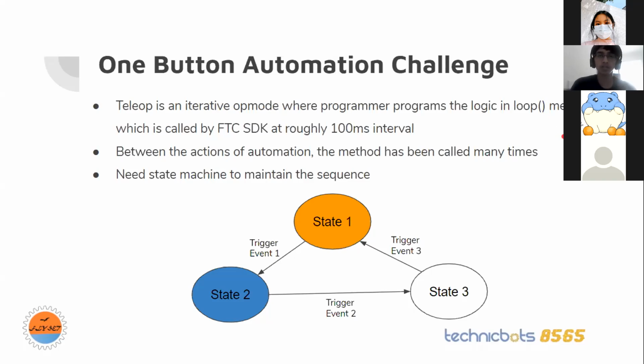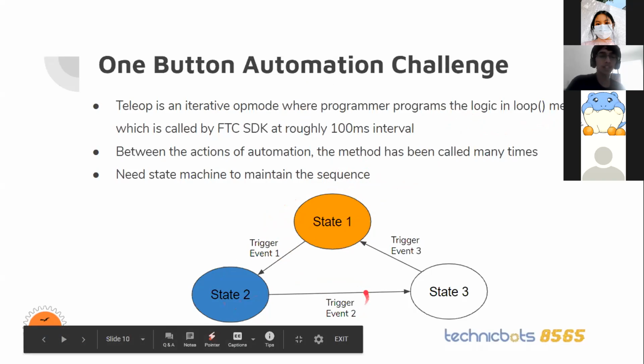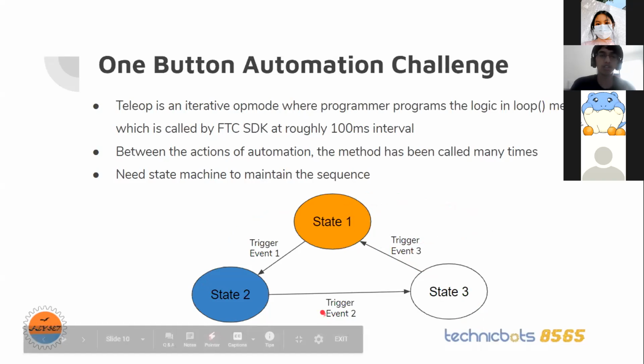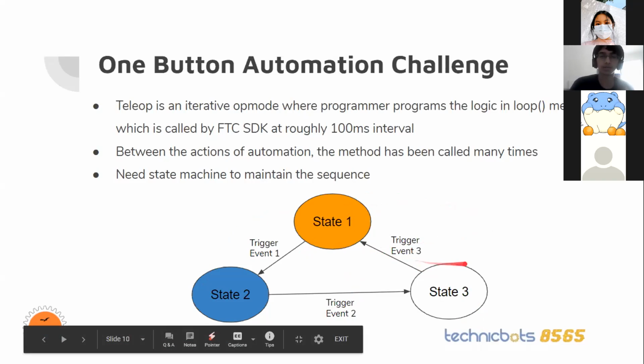So between the actions of the automation, the method has been called way too many times. For this, we needed a state machine to maintain the sequence. So the robot starts in state 1 and stays in state 1 until event 1 happens that causes it to go from state 1 to state 2. And then event 2 happens and it goes to state 3. It keeps doing this until it goes back to state 1, which is the initial state, where it can go over the whole thing again.